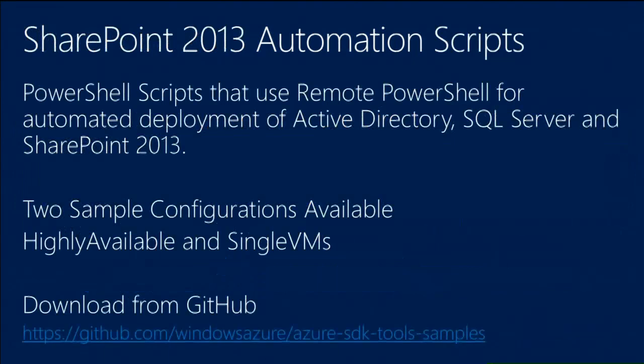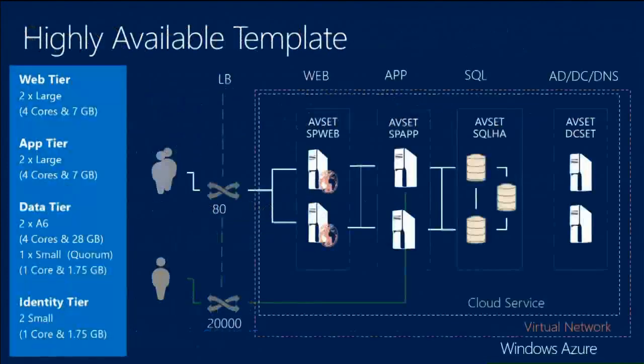So the set of PowerShell scripts that I've been talking about basically use remote PowerShell to do an automated deployment of Active Directory, SQL, and SharePoint. There are two sample configs available, so if you want to try this out, just go to github.com, and there's a zip button. You click the zip button, and it'll give you a zip file that has all the PowerShell scripts. And I'm going to walk through creating a SharePoint farm here in a minute so you can see how it works. But the first template that you can create is a highly available template. This will spin up 9 servers, so just remember to shut them off when you're done. Otherwise, you're going to get a big bill, big surprise.